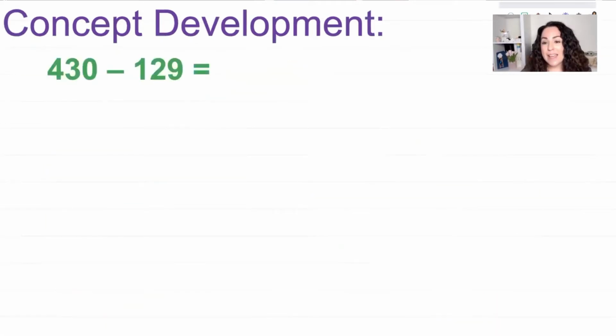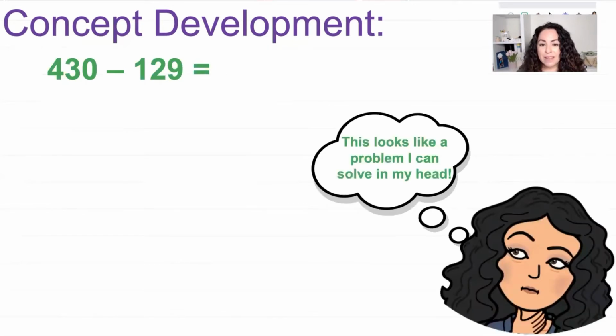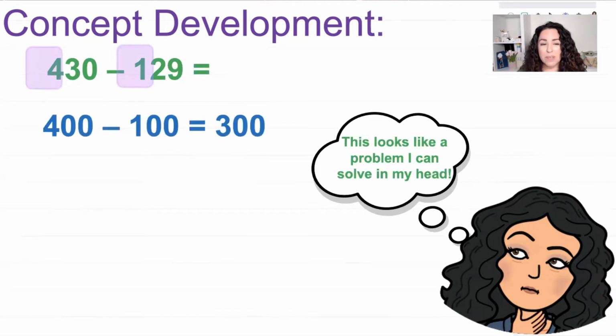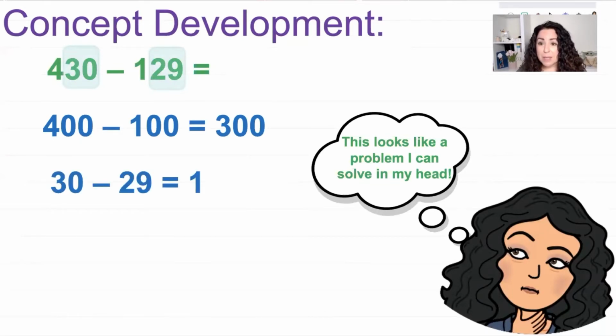Okay, now that we're all warmed up, let's go ahead and get started on our concept today. I have 430 take away 129. Now I'm looking at this problem, and normally we write it in vertical form, and then we put it on the place value mat, but I'm thinking about something. This looks like a problem I can solve in my head. The reason I can solve it in my head is because look at those hundreds right there. What if I do 400 take away 100? That equals 300. And then what if I look at those numbers, 30 and 29? I can make a problem with 30 take away 29. That's equal to 1. And so 300 plus 1 is equal to 301.